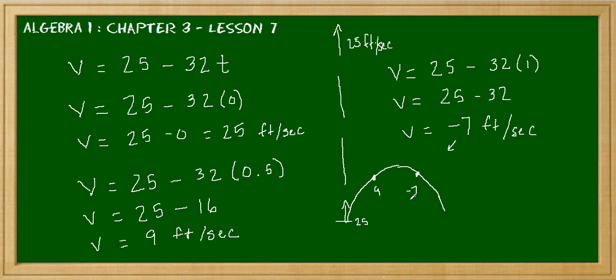Its velocity, v, is equal to 25 minus 32t. So this particular formula is measuring velocity. It's not measuring the distance. In fact, we look here and we say, well, where did this formula come from? Well, it's just the formula.